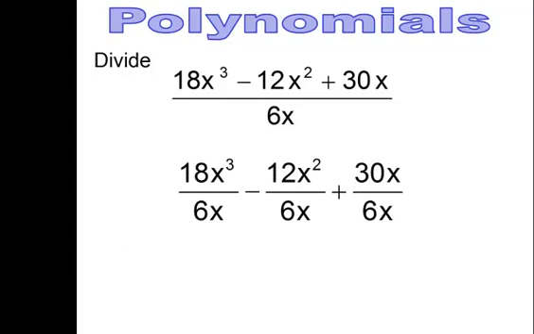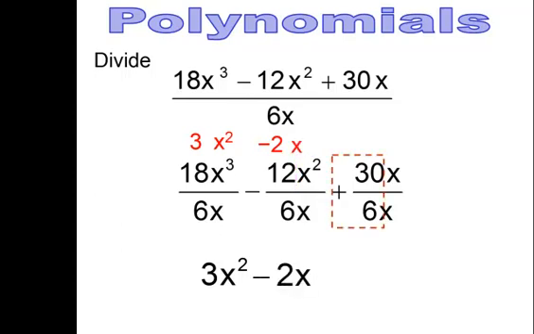So you're going to break it out into 3 separate problems and simplify piece by piece. 18 divided by 6 is 3. When I simplify here, I'm going to end up with x squared. And then you're going to be reducing here. 12 divided by 6 is going to give you a minus 2. x squared divided by x is going to give you x. So you're left with minus 2x. And then lastly, 30 divided by 6 is 5. And then x is going to cancel out here. So your final answer here will be 3x squared minus 2x plus 5.